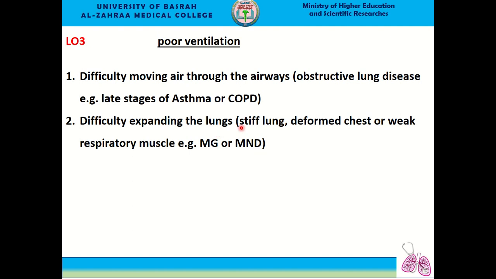For example, we have a stiff lung, loss of flexibility, loss of elasticity of the lung, or when there is a deformed chest, somebody might have kyphosis, scoliosis, or certain deformity of the chest that affects the movement of the chest, or there is a problem with the muscles. Muscles of respiration are weak due to, for example, myasthenia gravis or motor neuron disease.